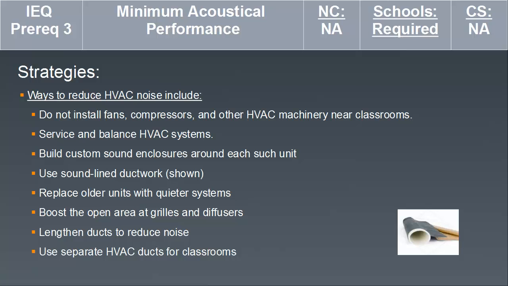Replace older units with quieter systems. Boost the open area at grills and diffusers. Lengthen ducts to reduce noise. So less pressure usually has less noise. Use separate HVAC ducts for classrooms. It's important to approach these strategies in a comprehensive way.